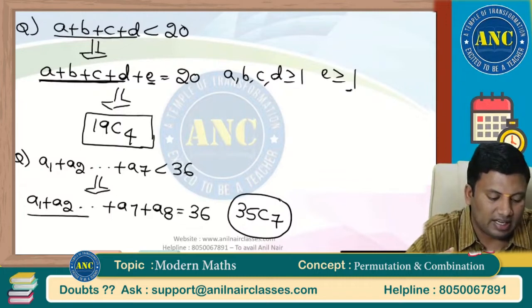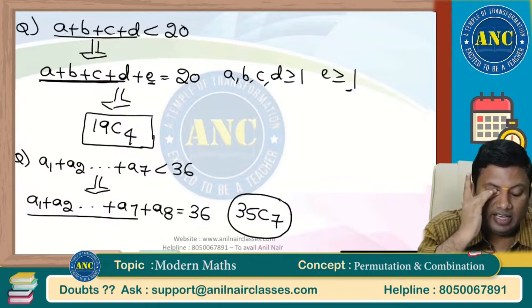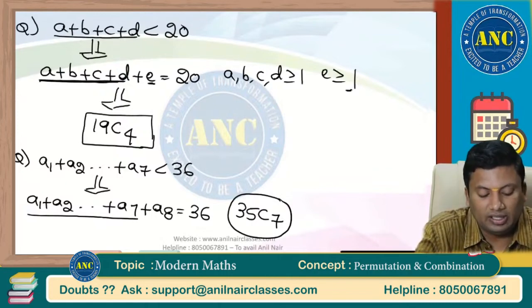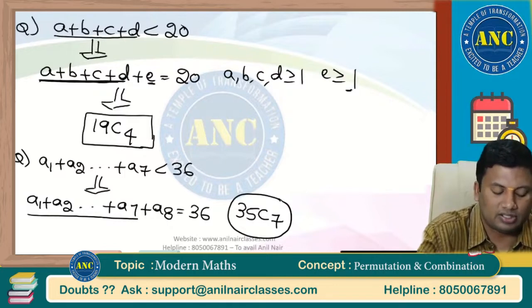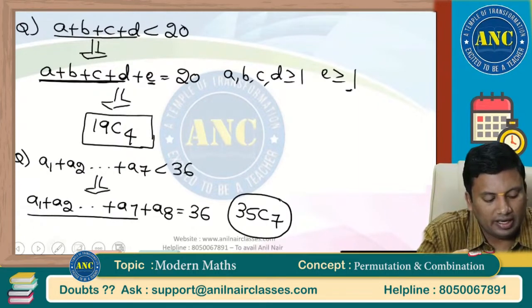If it is taking till 35, A8 will take 1. If it is taking 30, A8 will take 6. So answer is nothing but 36 balls are placed. So 35C7. I hope the idea is clear.